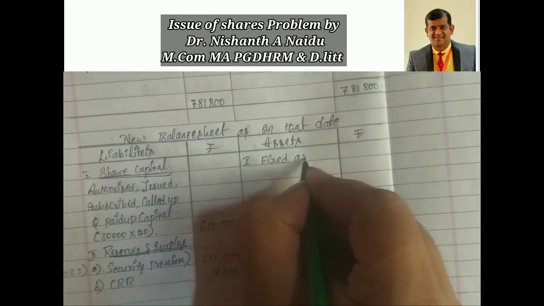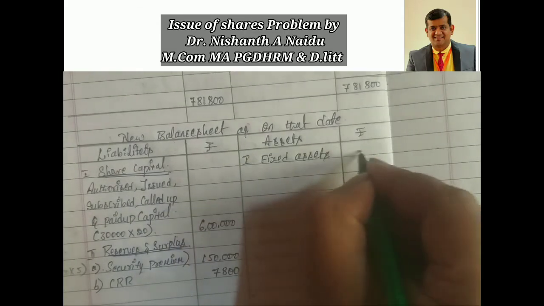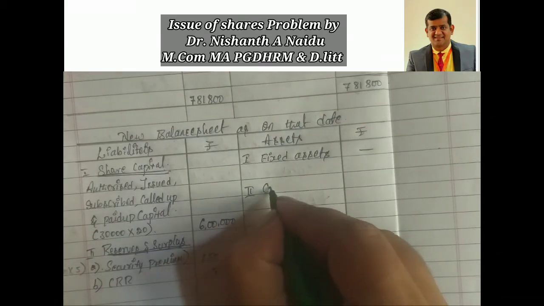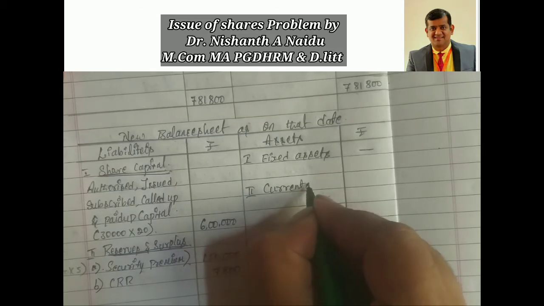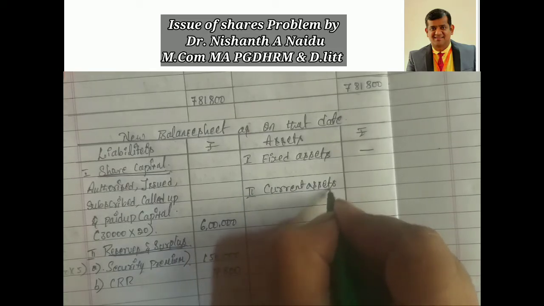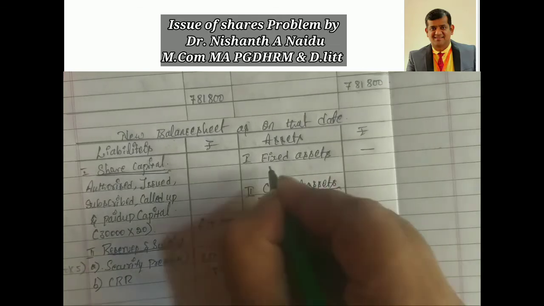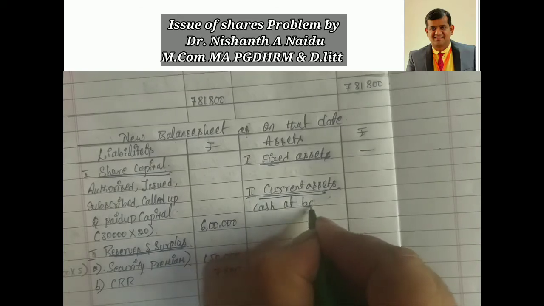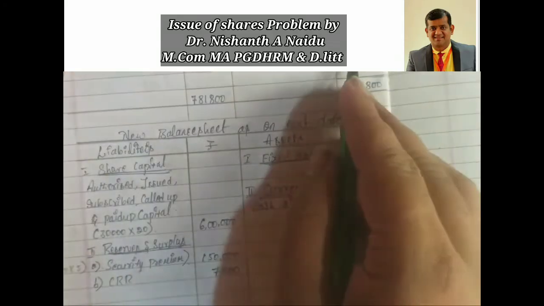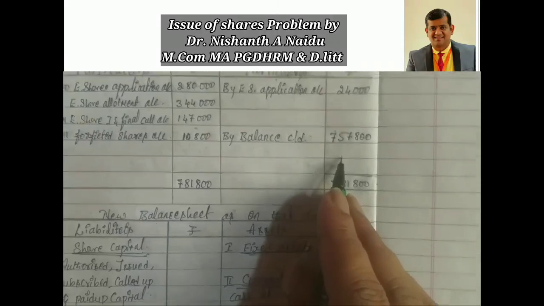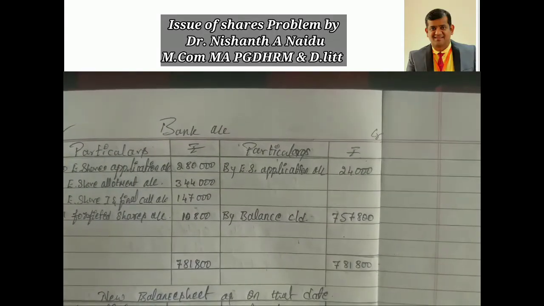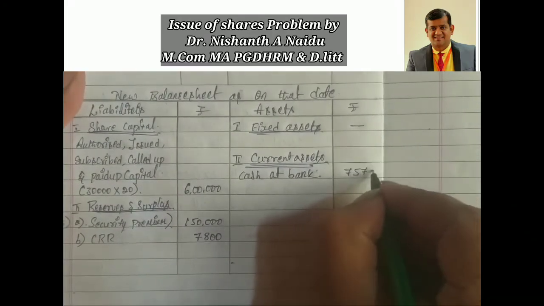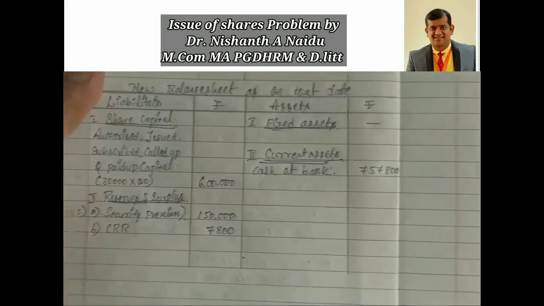Now let us take number 1, fixed assets. Do we have any fixed assets in the problem? No, right? So that is going to be nil. Then in the second part we have current assets. Do we have any current assets in the problem? Yes, we do have cash at bank. So take cash at bank. Cash at bank is exactly the carried down figure of the bank account, 7,57,800. So I'm going to write 7,57,800 as the cash at bank.